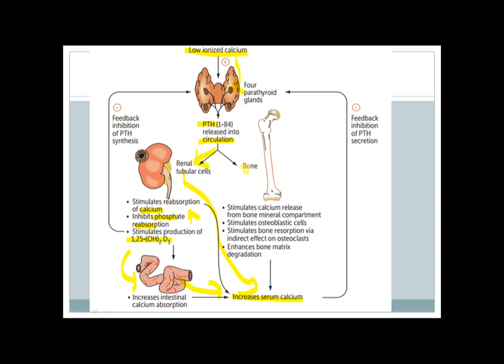And it also acts on the bone, and as I already mentioned, it will activate the osteoclast, and this osteoclast activation will lead to increased bone resorption and increased release of calcium into the blood. And if the calcium level is high, it will lead to a feedback inhibition of parathyroid hormone.